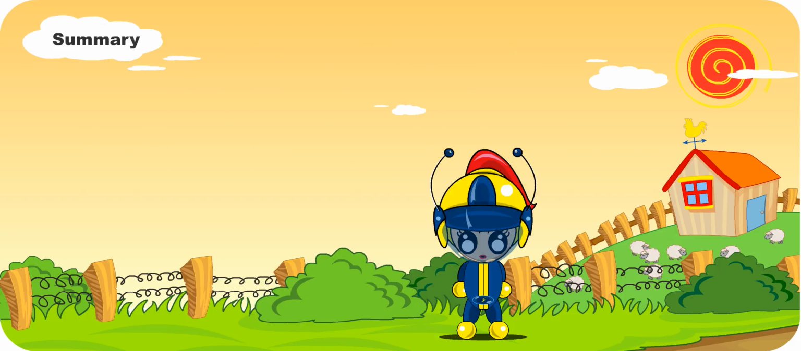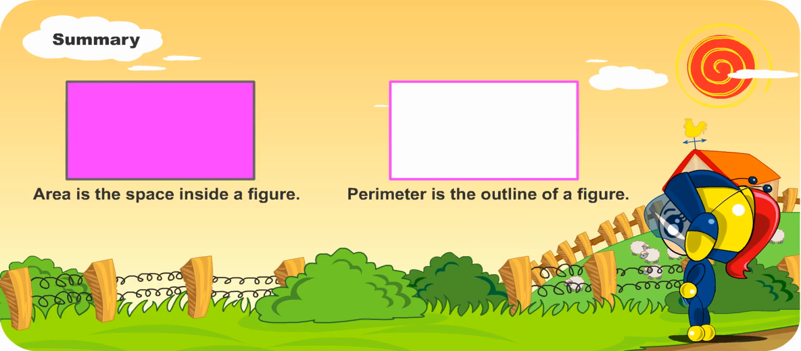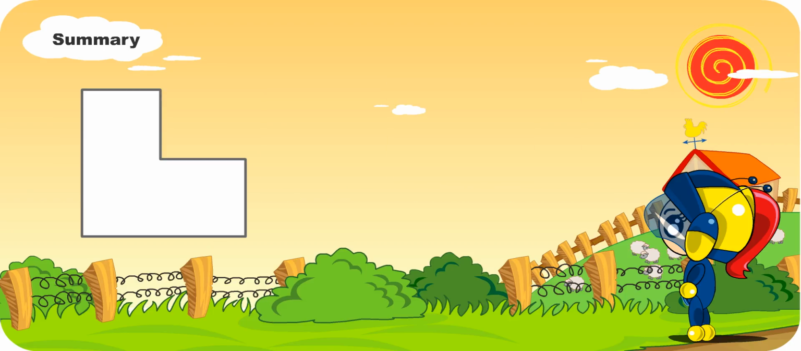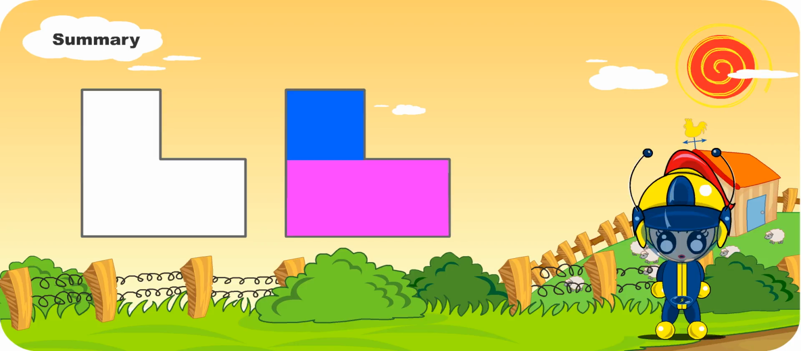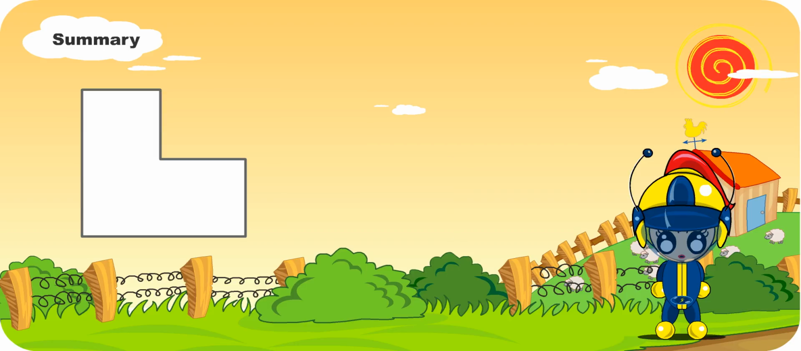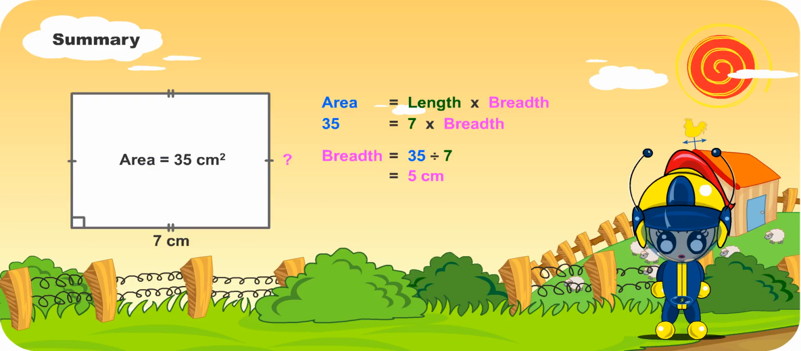Turbo Girl, it is time to summarize what you have learnt in this lesson. Oh, yes, teacher. Today, I have revised that area is the space inside a figure and perimeter is the outline of a figure. After that, I have learned how to break up the composite figure into squares and rectangles to find its area and perimeter. I can divide vertically or horizontally. I will then find the area of each basic shape and then add them back together. I have to add up all the sides of the figure in order to find its perimeter. In addition, I've learned how to find unknown sides of a square or a rectangle given its area or perimeter and its length or breadth.